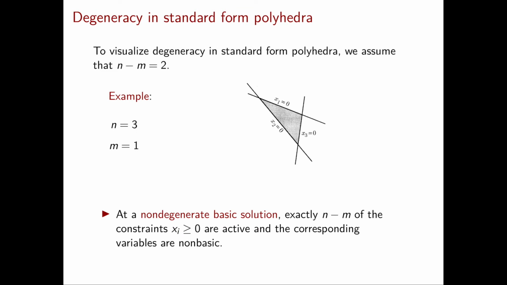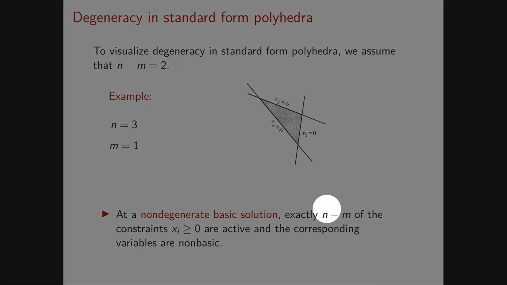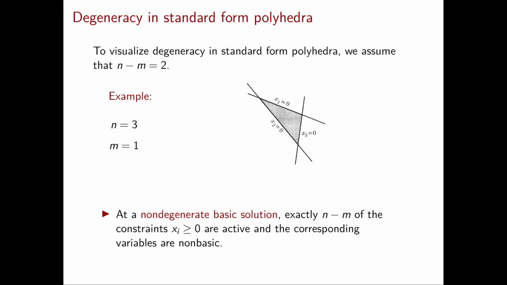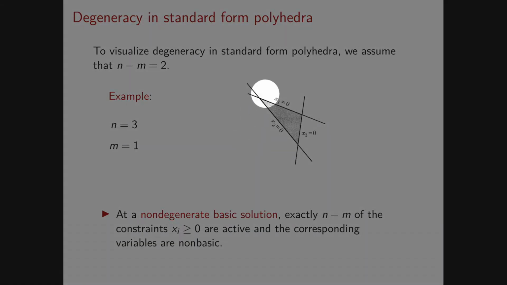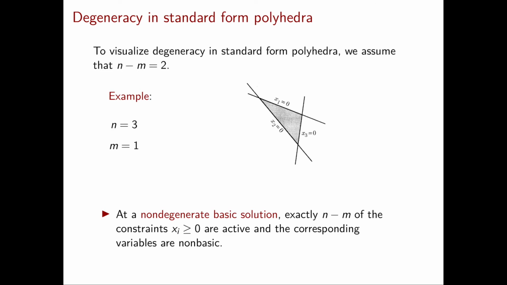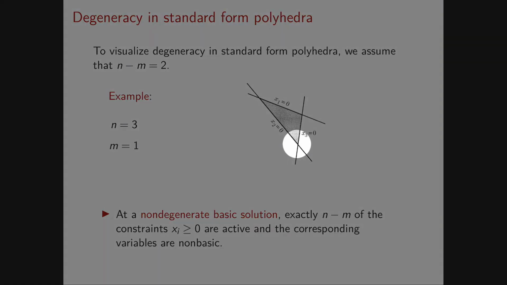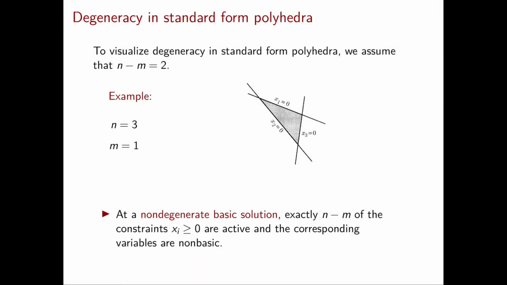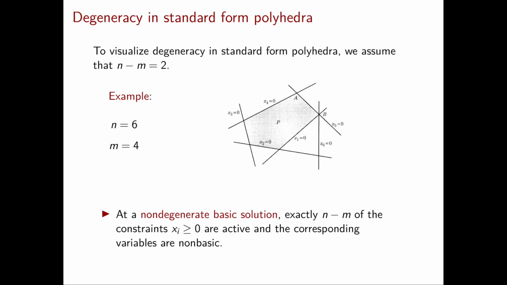Recall that in a non-degenerate basic solution, exactly n minus m of the constraints xi greater than or equal to 0 are active. Therefore, our 3 basic solutions are all non-degenerate, because each is at the intersection of exactly 2 lines. Let's now see the next example.